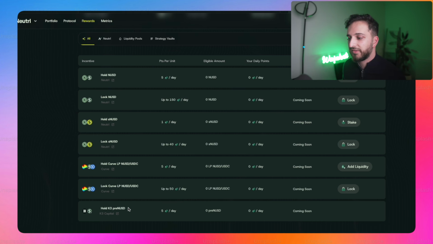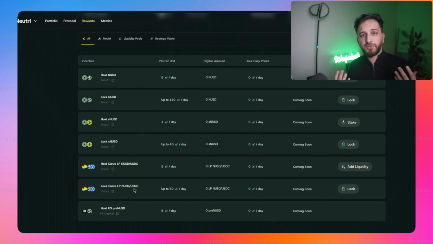I did deposit in this one, and so I have been earning 5 points per unit per day for the last few days. But of course I am locked here, and this K3 Capital Vault is locked until around Christmas time, I believe. So nothing really I can do there.